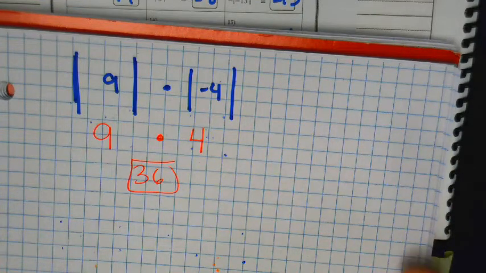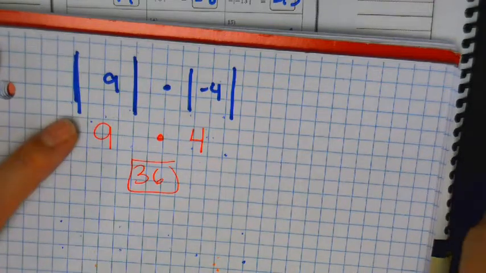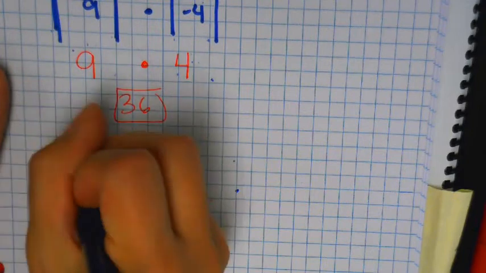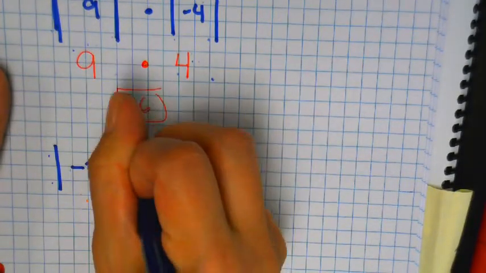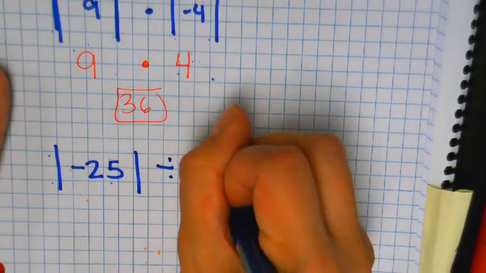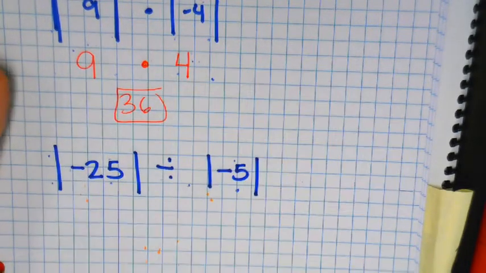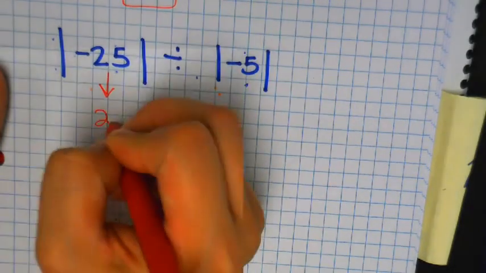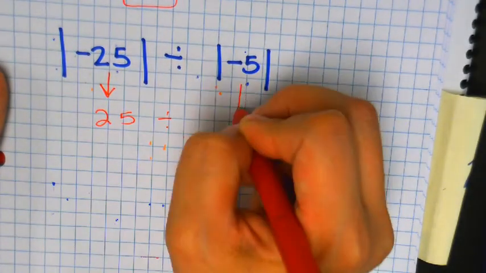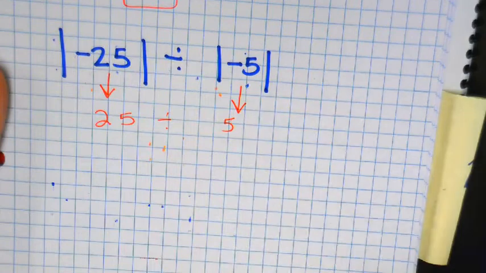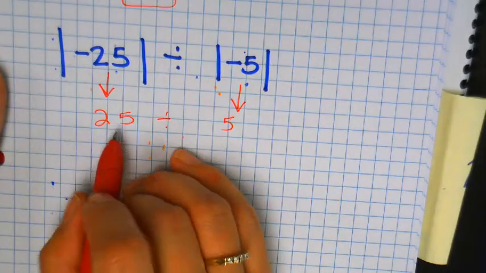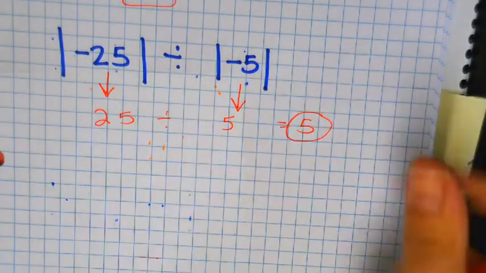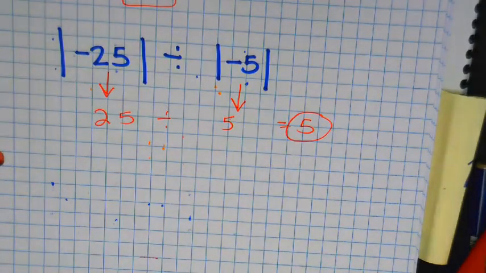I don't think I need to do another multiplication, right? Let's do a division. Absolute value of negative 25 divided by the absolute value of negative 5. Write it down so you have it as an example. So if you have it tonight on your homework, you're like, oh yeah, it was super easy. I even did it in my head, but she's making me write it down. 25 divided by 5 is 5. So absolute value can be done with all of your operations.